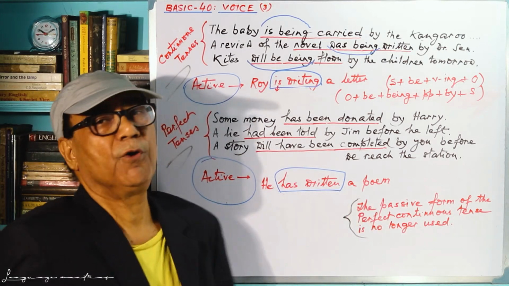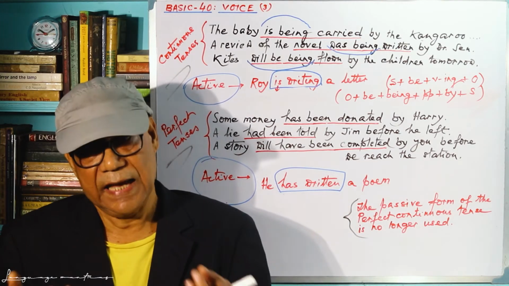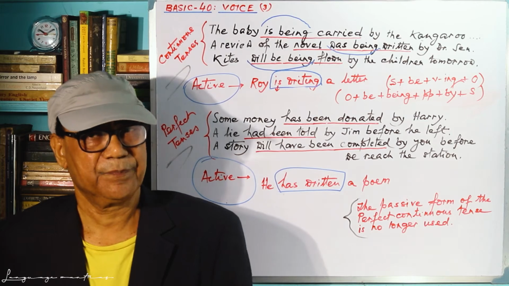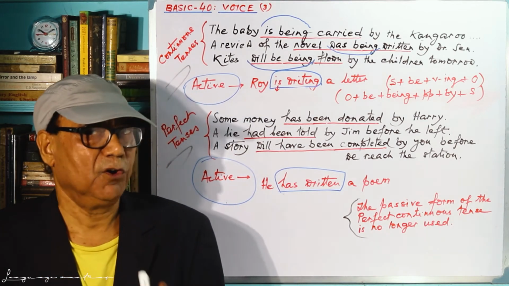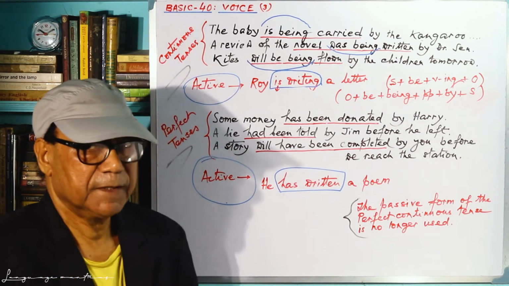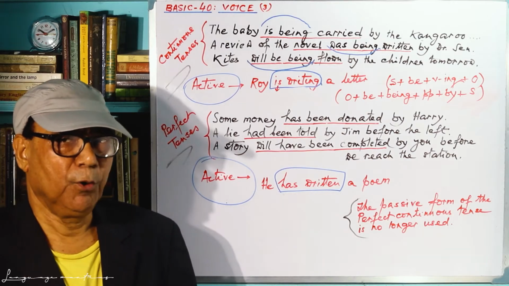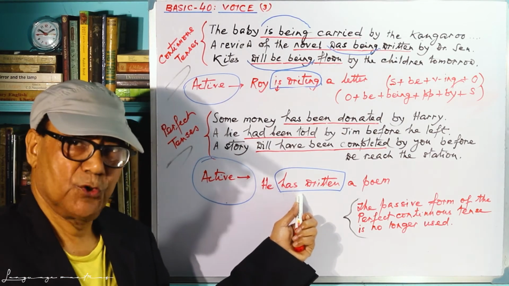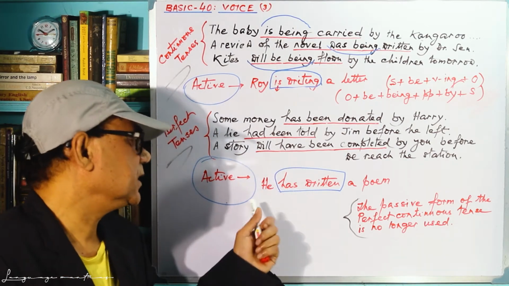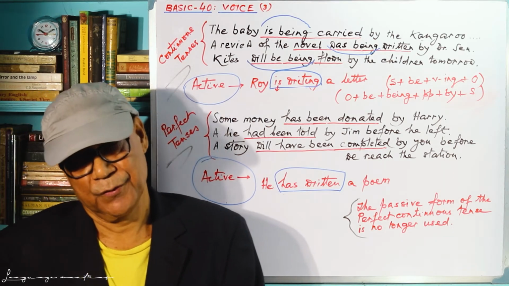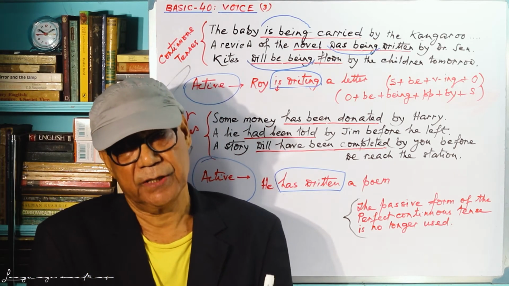He has written a poem. Very simple thing. He has written a poem. This is active format. Make it passive. A poem has been written by him. A poem has been written by him.